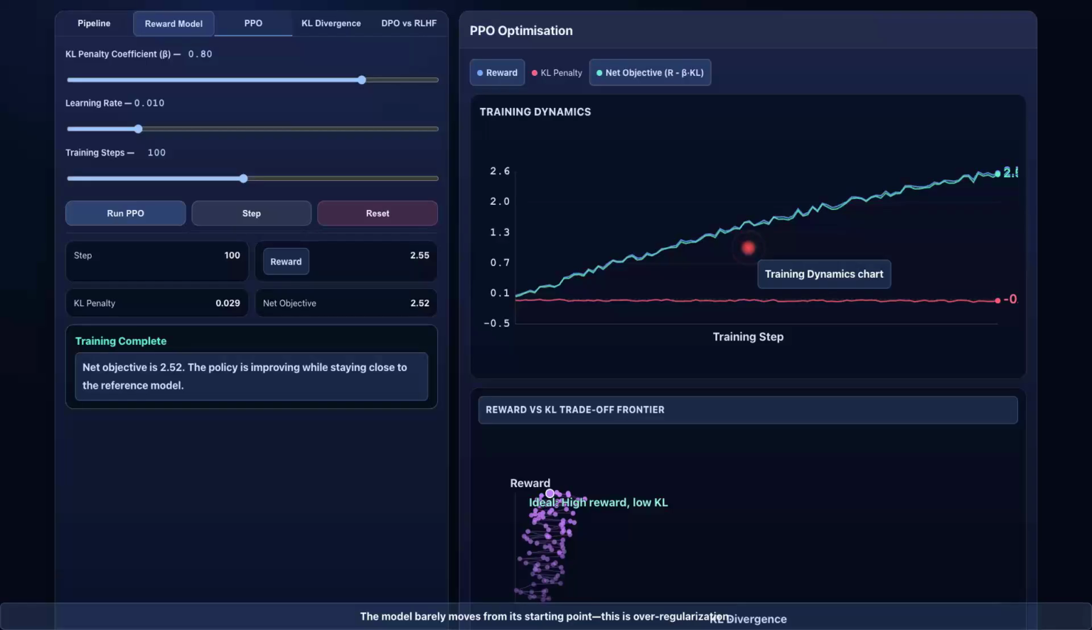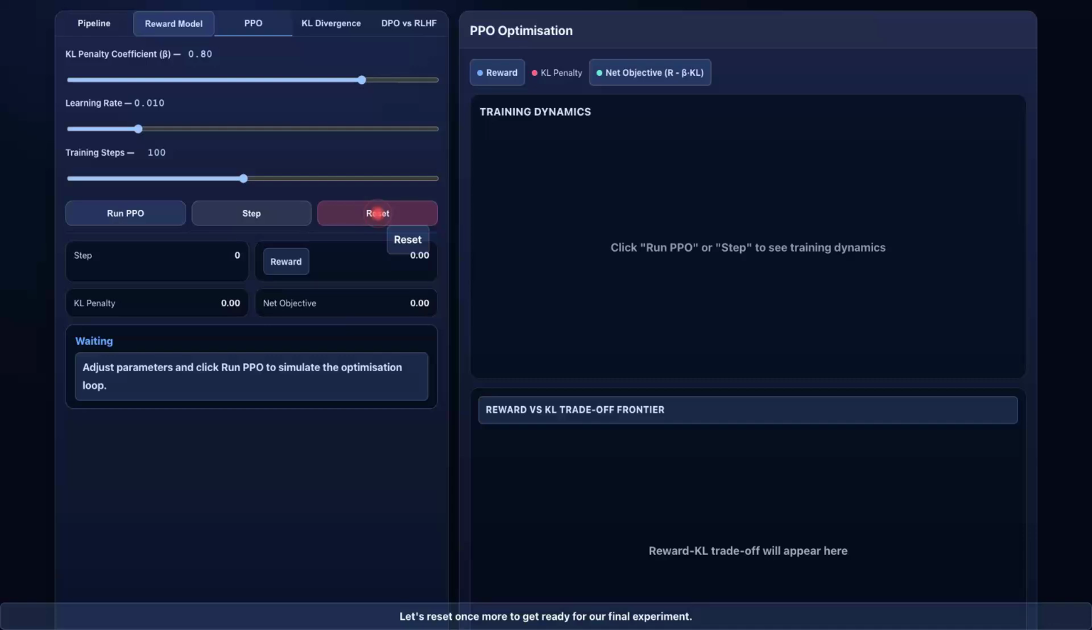This is over-regularization. On the frontier plot, the policy barely moves from the origin. Excessive KL penalty prevents the model from learning anything new. This shows the danger of over-regularization. Let's reset once more to get ready for our final experiment.